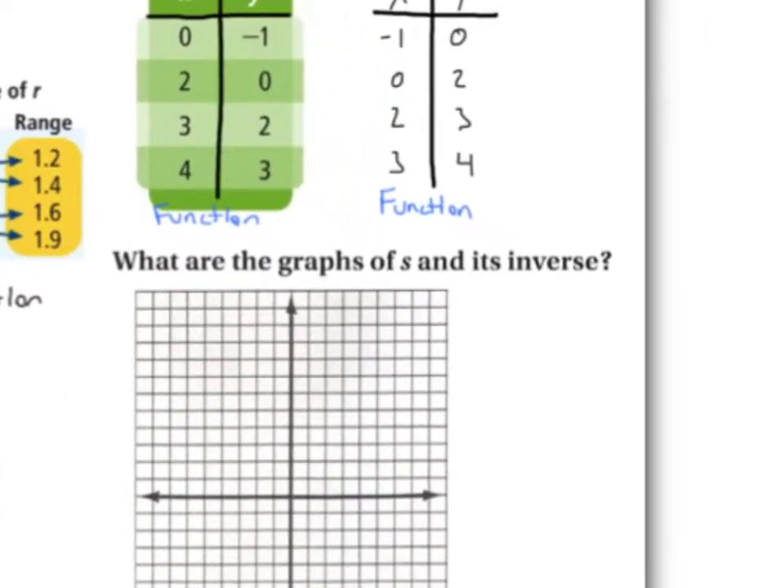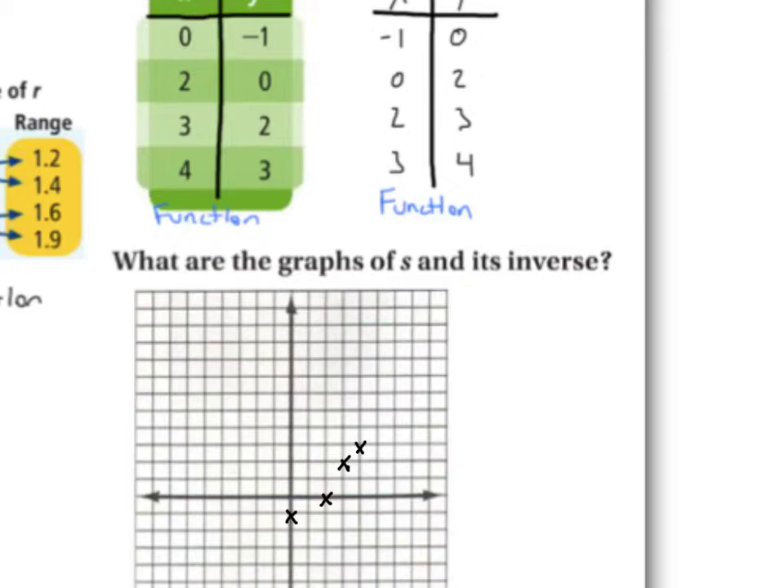So looking at the first example here, we have our original, which is up there in green. That's the original relation. And then we have the inverse that we found yesterday. Okay? What I want to do is graph that original function first. And I'm going to graph it with just little x's so I can tell the difference between my original and my inverse. So we have (0, -1), (2, 0), (3, 2), and (4, 3). All right, so that's the original function they gave us.